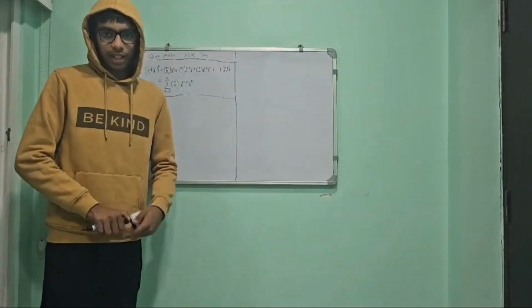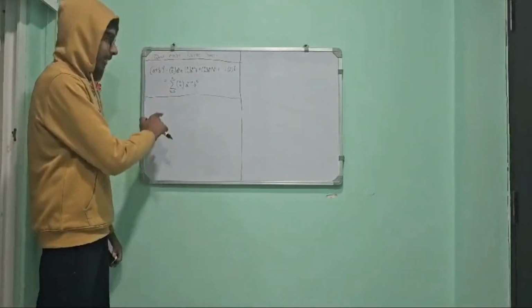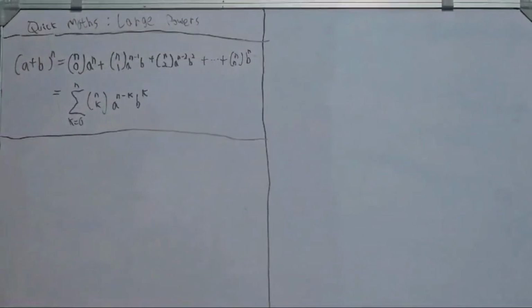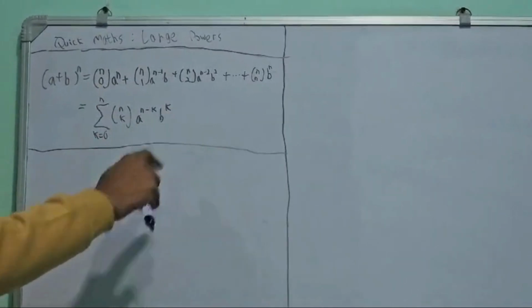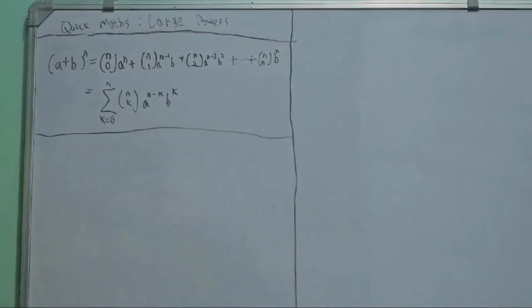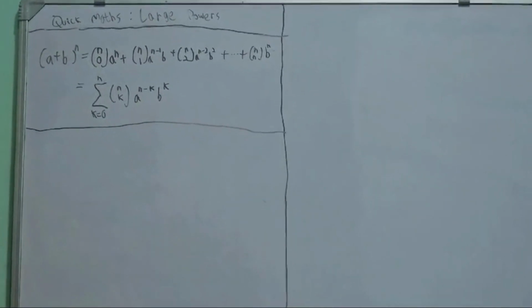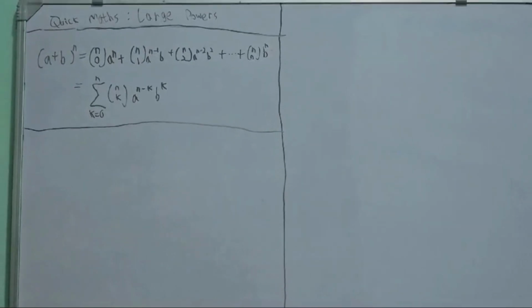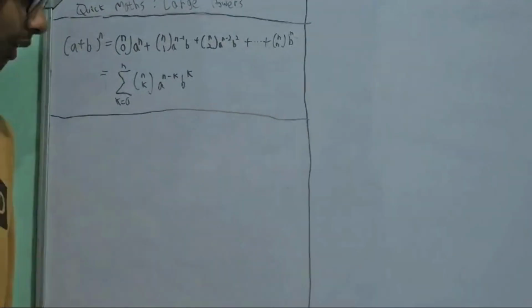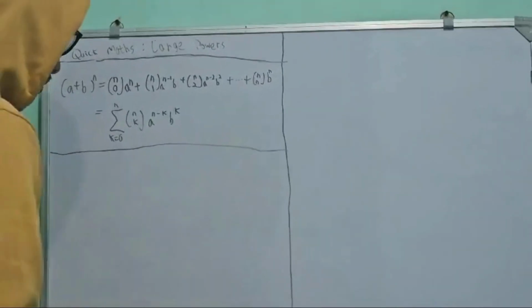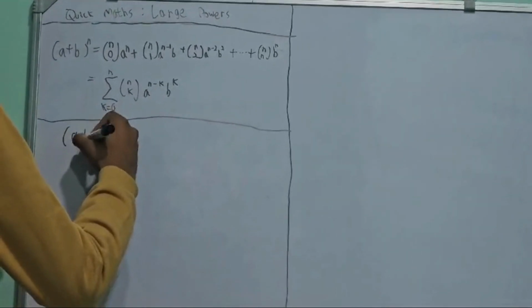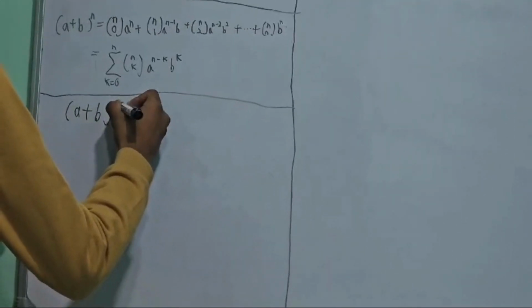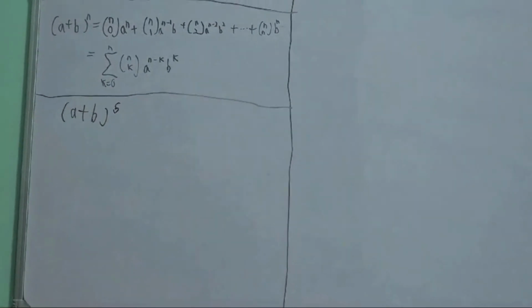For that, we'll need to examine something called the binomial theorem, which I have written down here. This states that a plus b to the power n has a general formula, and we'll be learning how to expand the powers with this. The best way to learn is by example, so we'll do a quick example of expanding a plus b to the power 5.